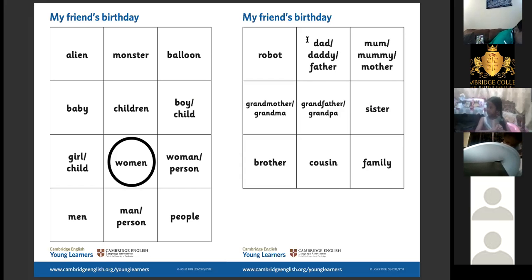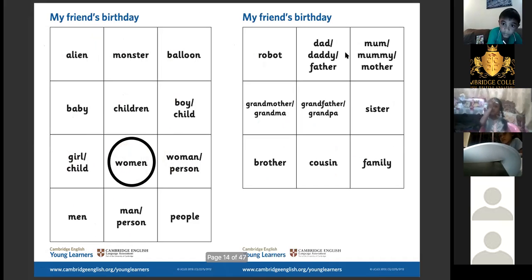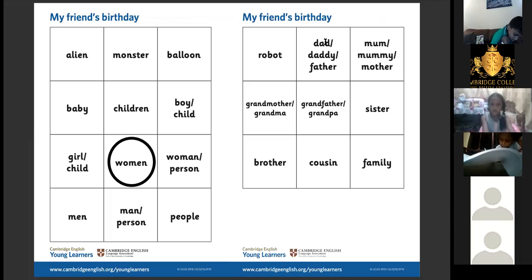Next one is dad. You can write the word dad and father, because we don't have enough space to write all three words: dad, daddy and father. We write the word dad and the word father. Dad and father.